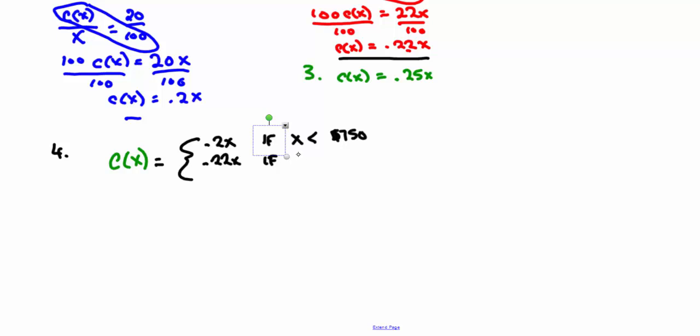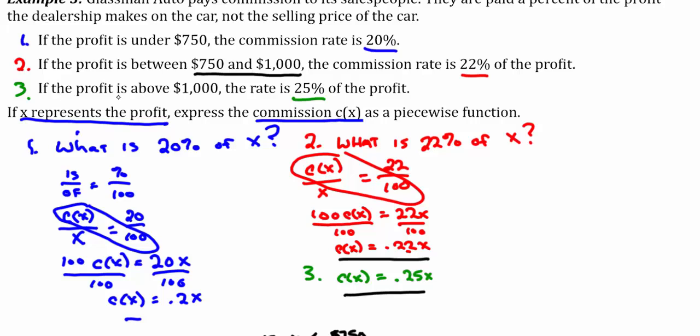if the profit is between $750 and $1,000. So the way we would write that is 750 is less than or equal to x is less than or equal to 1,000. And that tells us that if the profit is between $750 and $1,000, it is equal because it's between those two numbers, which means it can equal both of the endpoints. And the last equation is 0.25x, and it's going to be using the equation 0.25x if the profit is above $1,000.